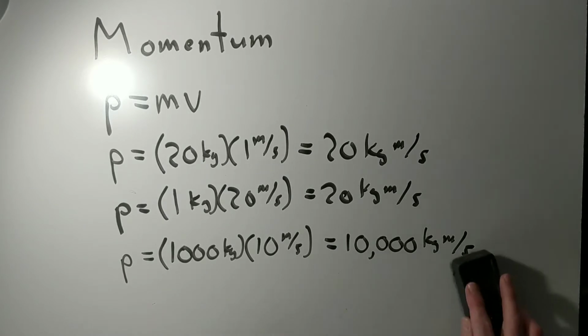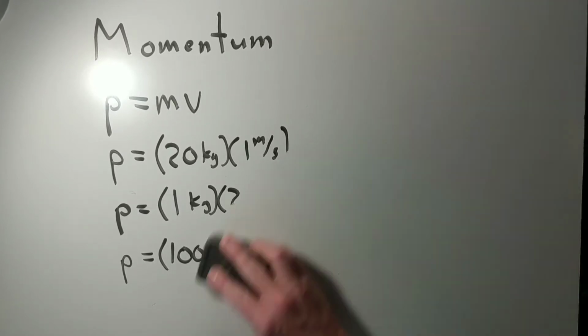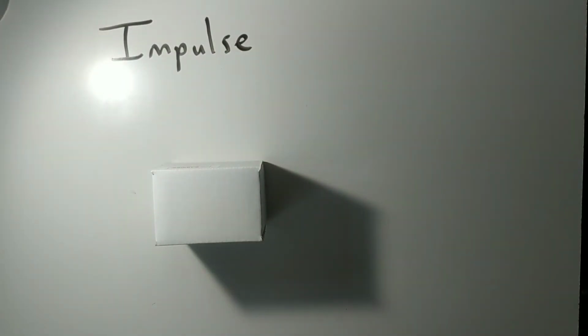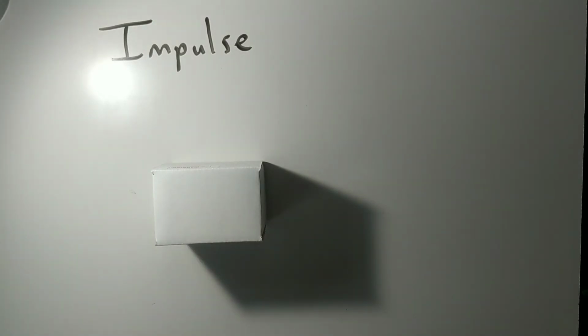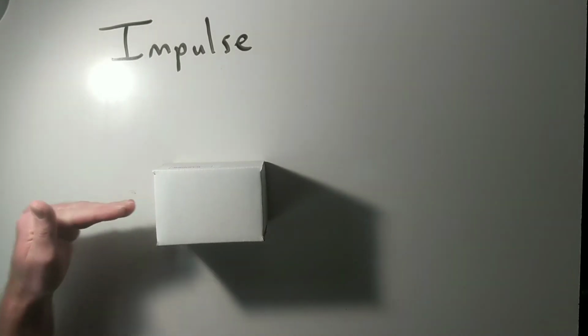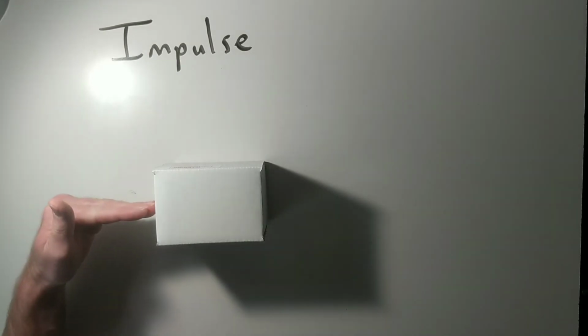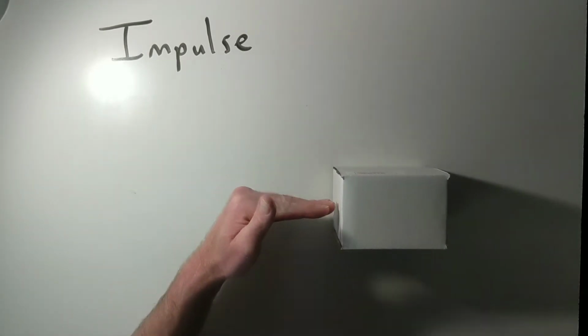But how do you change momentum? And that's where we get into the idea of impulse. So momentum is just the mass times velocity, but impulse is how much you're able to change that momentum. Let's take a little box. If I take this box and push it with a force, that doesn't necessarily do anything. I can't just give it a push without doing something else. I have to push it for a given amount of time. I got to push it for a little while to change what it's doing.